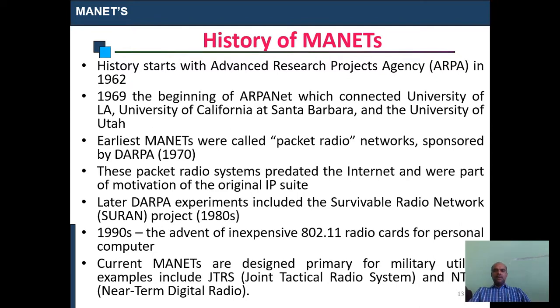These packet radio systems predated the internet and were part of the motivation for the original IP suite. The experiments include the Survival Radio Network, the SURAN project, in 1980, and later in 1990, the inexpensive 802.11 radio cards for personal computers. The current mobile networks are designed primarily for military utility, and later that spread to remaining areas. Examples include JTRS, the Joint Tactical Radio System, and NTDR, the Near-Term Digital Radio.